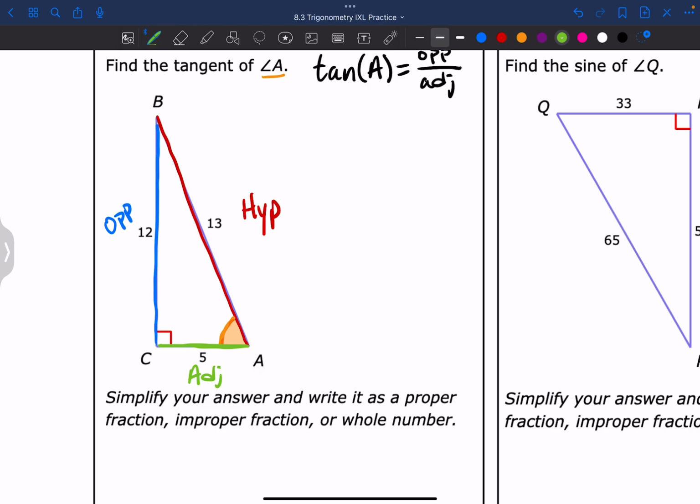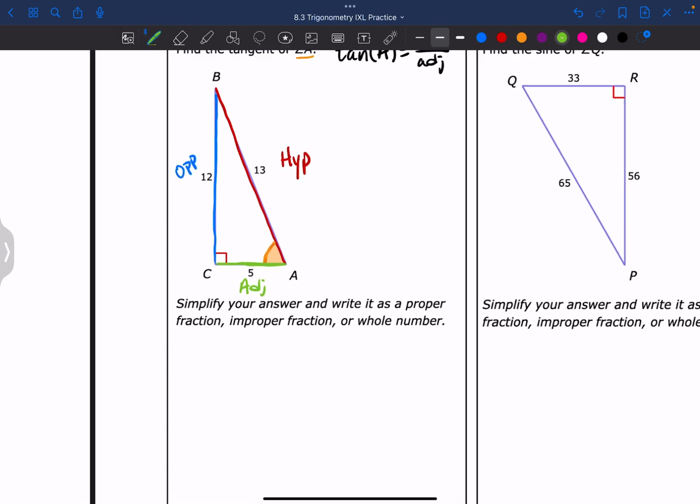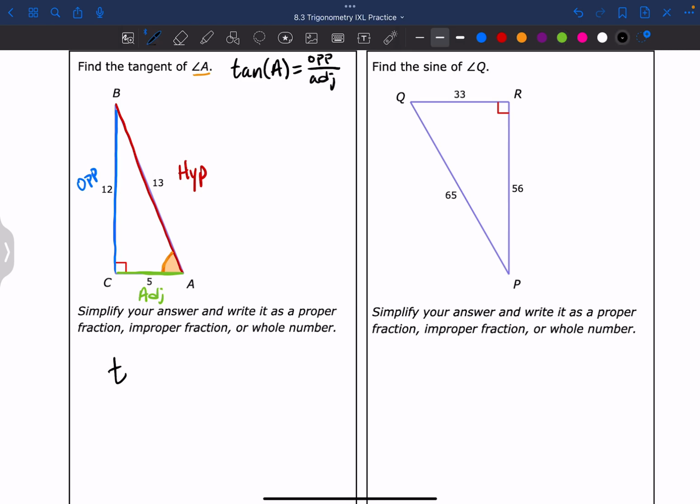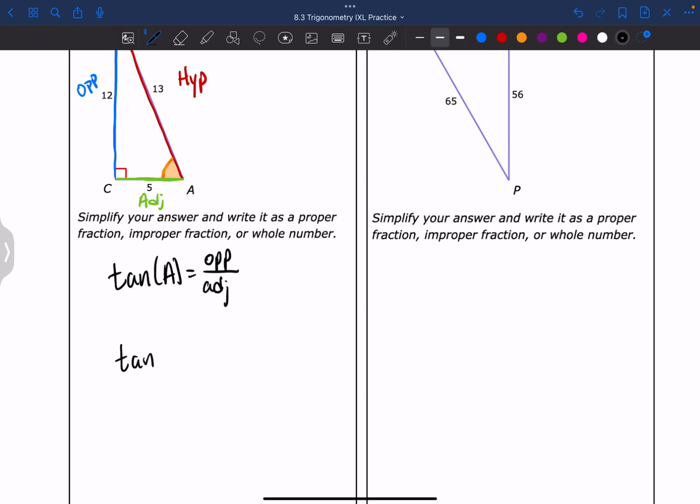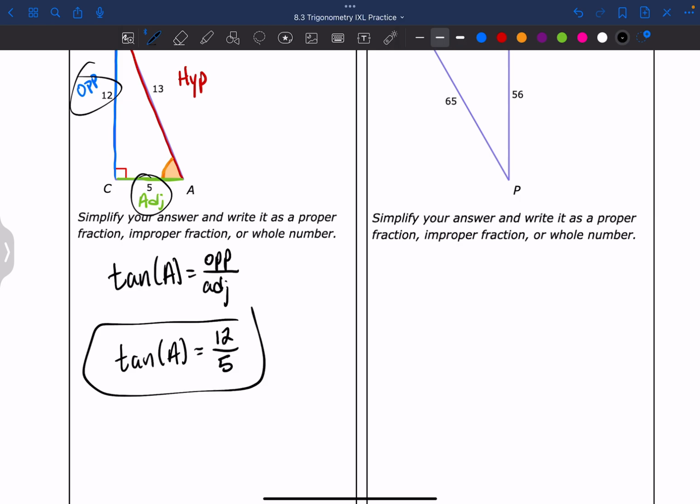Now I just need to construct the trig ratio. I'm dealing with tangent of angle A, which is equal to the opposite over the adjacent. So when I substitute it, it's going to be opposite 12 over adjacent 5. That's it. That's all I need to do. I'm literally taking the opposite over the adjacent. Done. These are going to get a little bit quicker once you get used to it.